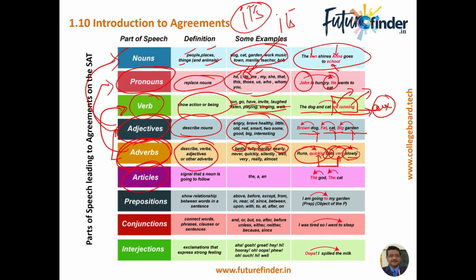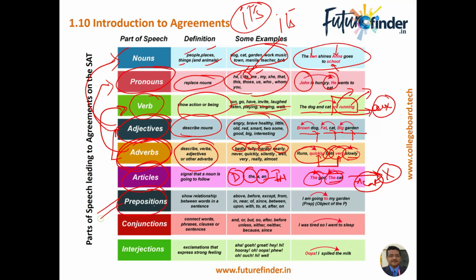Articles are not tested too much on the SAT. But there are two types of articles. A and an are called the indefinite articles, and the is called the definite article. The dog, the cat: a specific cat means the cat. Any random cat is a cat. I went to see a doctor today would mean I went to meet any random doctor. I went to see the doctor today would mean both of us know which doctor I am referring to.